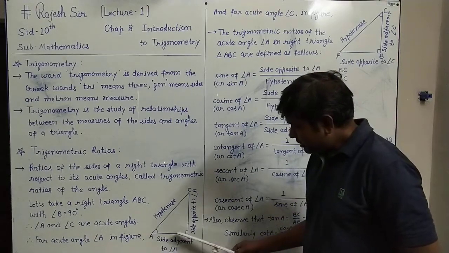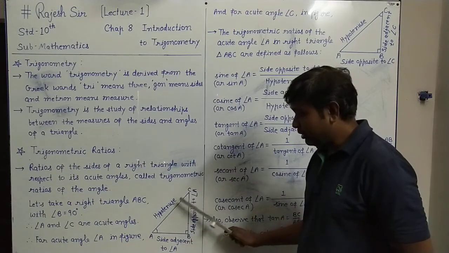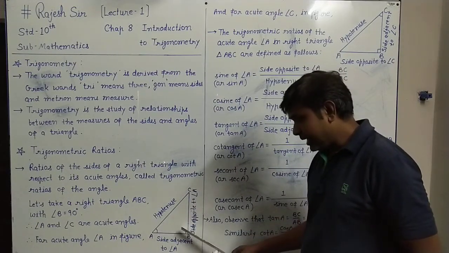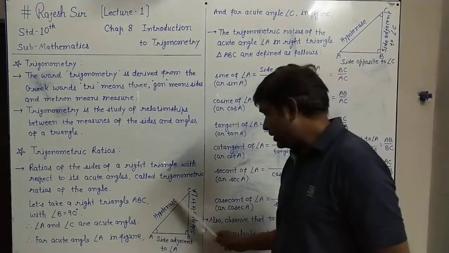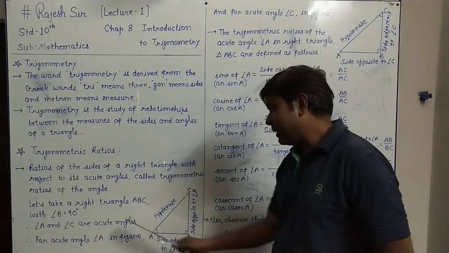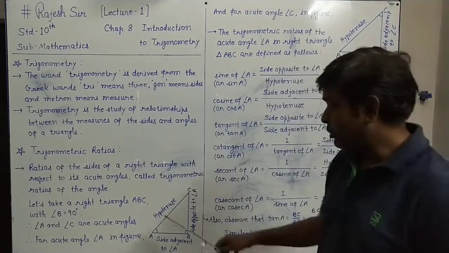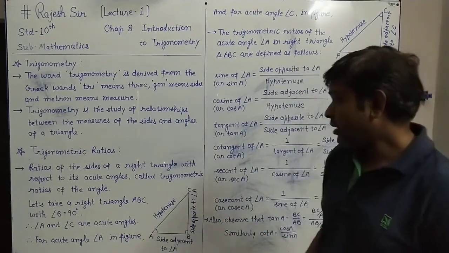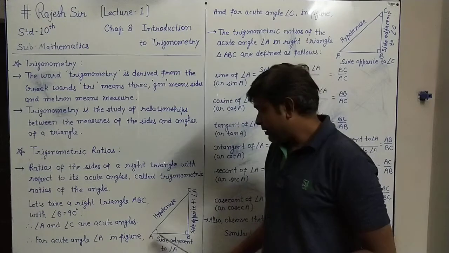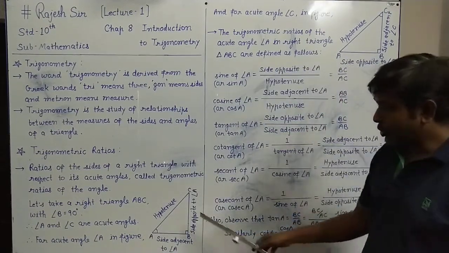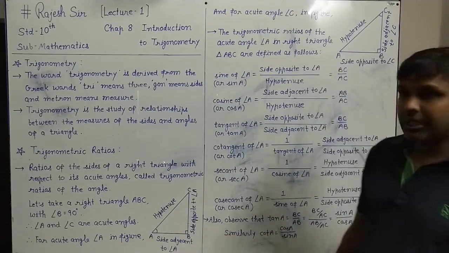And always the side opposite to the right angle, that is angle B, is called the hypotenuse. That also we know. The side AC is opposite to angle B, and angle B is 90 degrees, that is the right angle. So the side opposite to the right angle is called the hypotenuse. So with respect to acute angle A, the opposite side is BC, the adjacent side is AB, and the hypotenuse is AC.